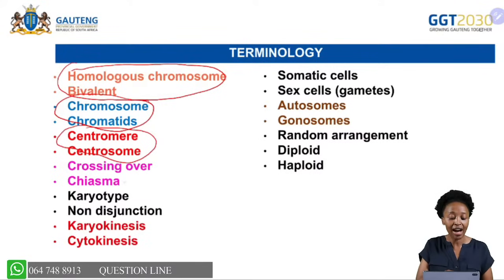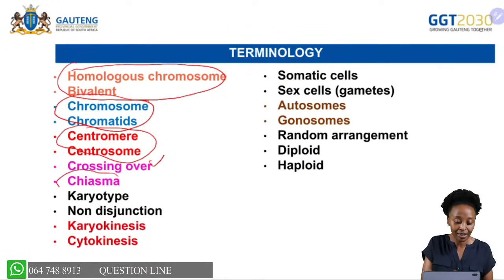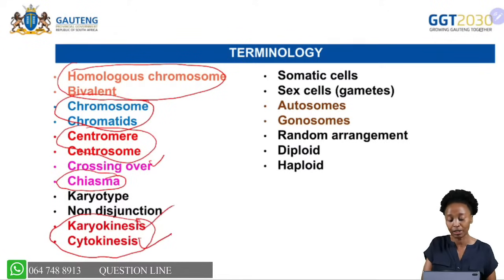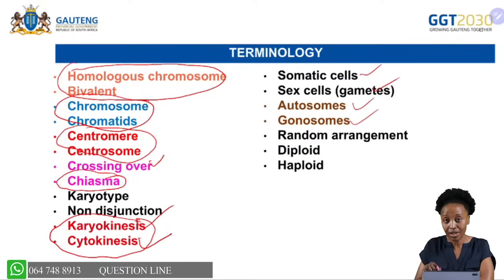Then crossing over and chiasma. Remember, crossing over takes place in prophase 1 when the chromosomes exchange genetic material. And the point where this process takes place is the chiasma. Then you have karyotype, non-disjunction, karyokinesis, cytokinesis, division of the cytoplasm here, and the one at the top, division of the nucleus. Then somatic cells, sex cells, autosomes, gonosomes, random arrangement, it's very important, diploid and haploid.